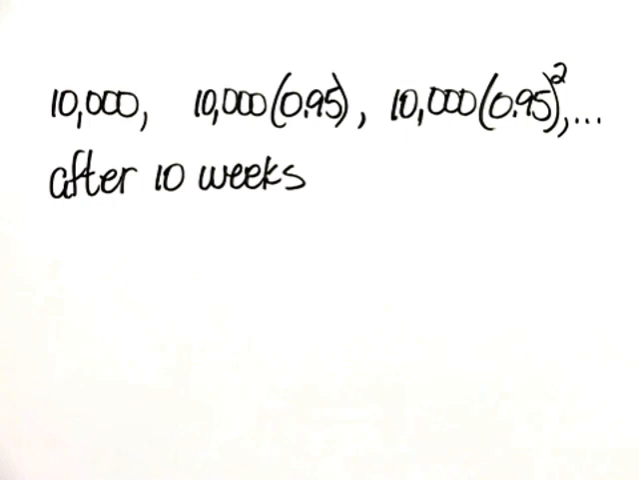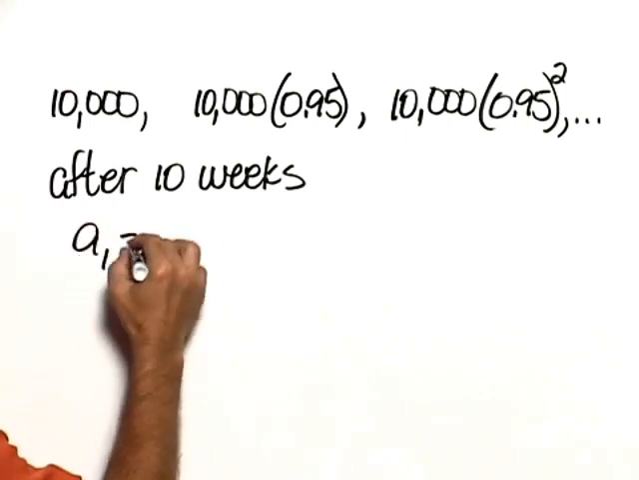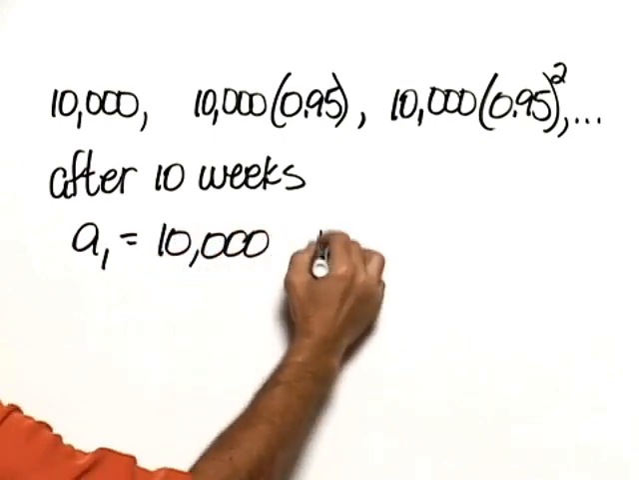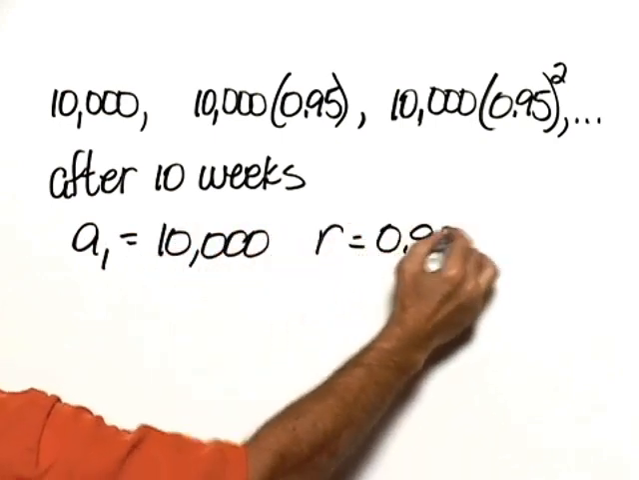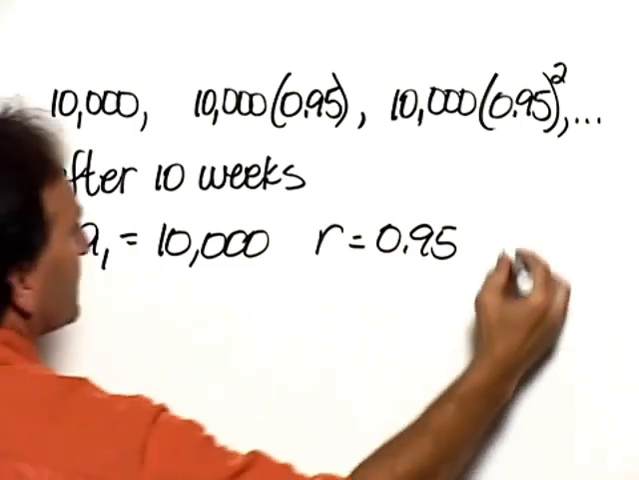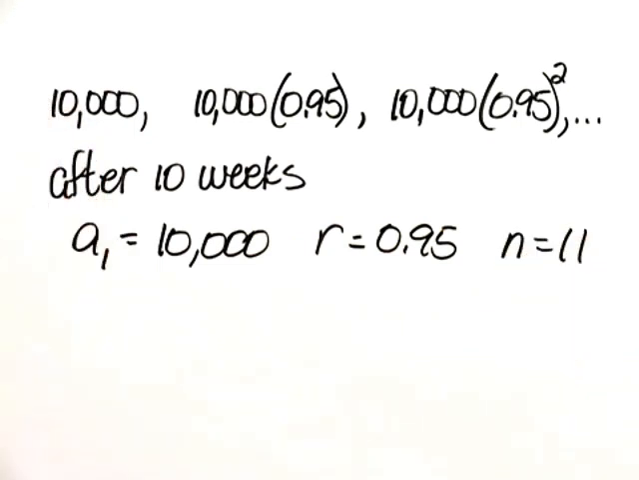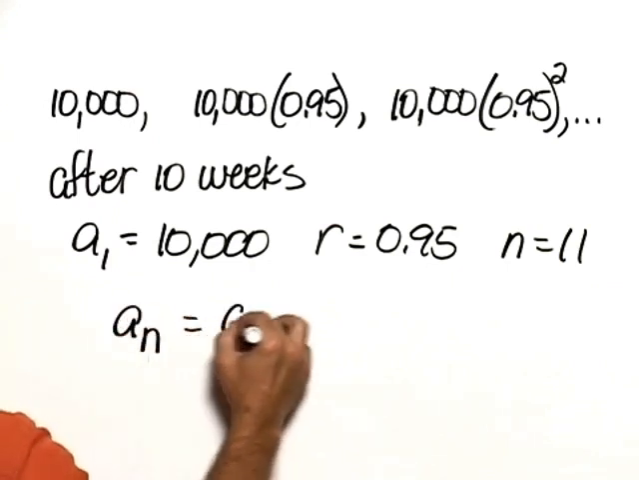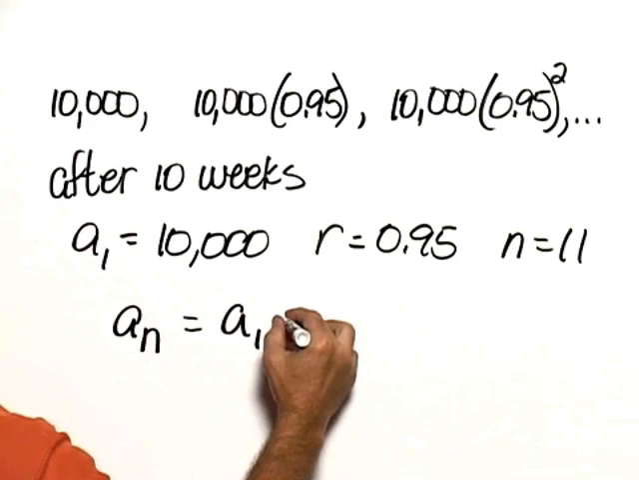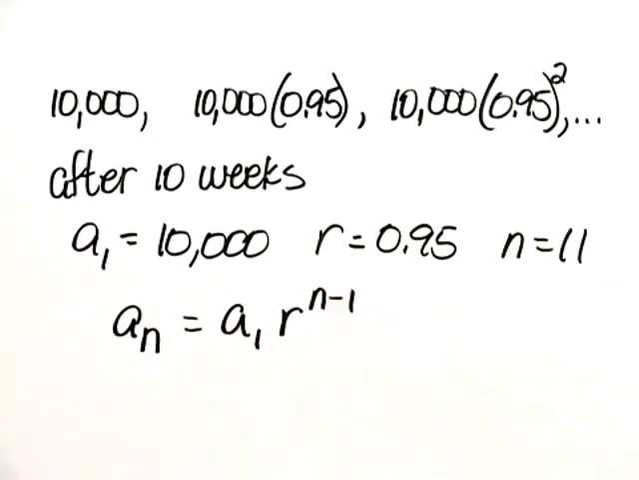So first, recognize that this is a geometric sequence where a sub 1 is equal to 10,000 and r is equal to 0.95. In this particular case, n is going to be 11 because we want to know after 10 weeks. That would be the 11th term then. So we have a sub n is equal to a sub 1 times r raised to the n minus 1 as our general formula for a geometric sequence.